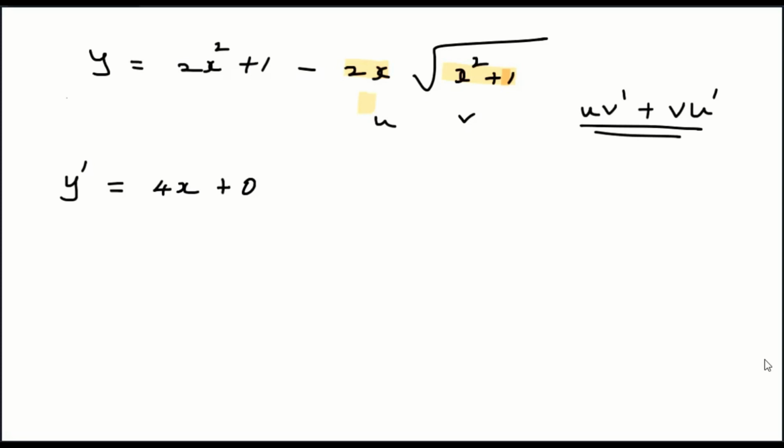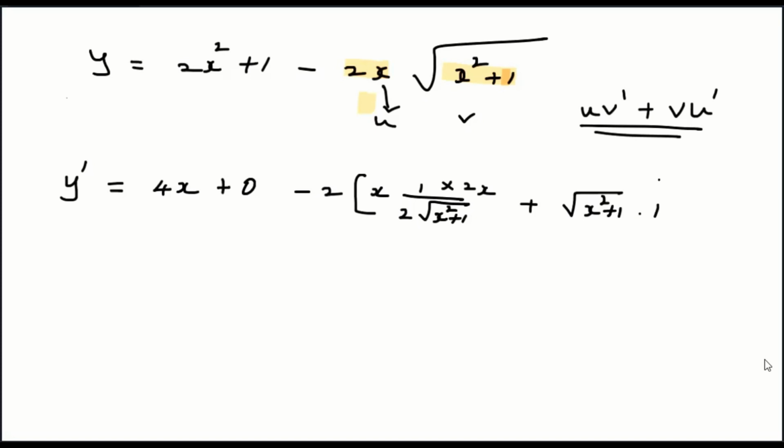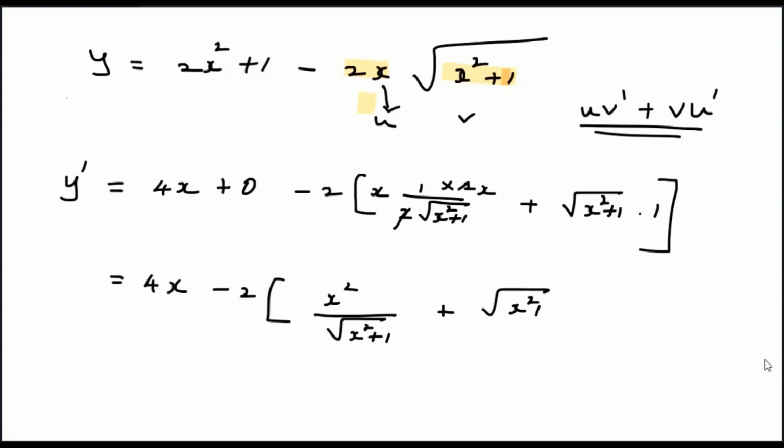You can take even minus 2 commonly out and you take x as u. So this is u into v dash. V dash is 1 by 2 root x square plus 1. So differentiate the power into differentiate x square plus 1, then root over x square plus 1 into u dash. So this is how you get it. So this is 4x minus 2 into, this 2 and 2 gets cancelled. So this is x square by root over x square plus 1 plus root over x square plus 1.